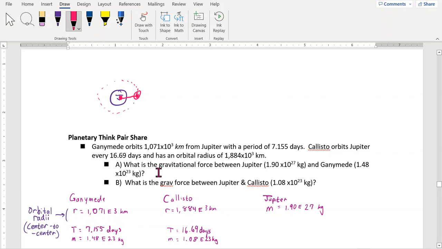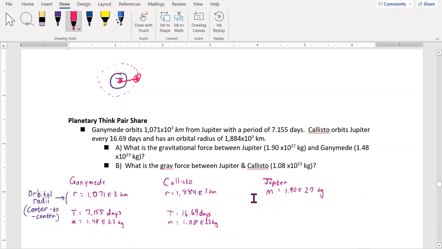Okay, so what is the gravitational force between Jupiter, whose mass is this, and Ganymede, whose mass is that? And then part B, what is the gravitational force between Jupiter and Callisto? Callisto has this mass. Okay, so as I mentioned, we have this listing here. Ganymede, radius, already mentioned, this is still in kilometers. The period, which is in days, and then the mass, which is in kilograms. Likewise for Callisto and Jupiter, we have the mass for Jupiter.